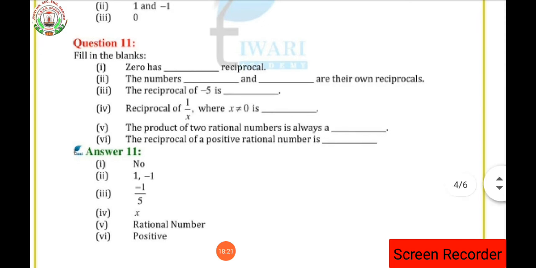The numbers 1 and minus 1 are their own reciprocals. The reciprocal of minus 5 is minus 1 by 5. The reciprocal of 1 upon x, where x is not equal to 0, is x itself. The product of two rational numbers is always a rational number. The reciprocal of a positive rational number is a positive rational number itself.